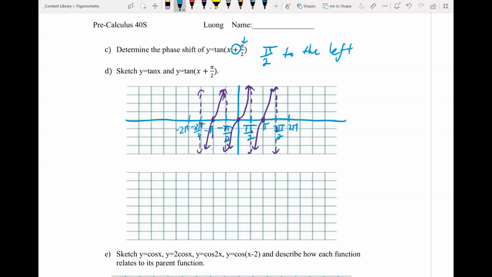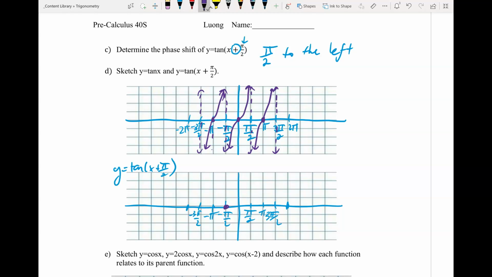Okay, so moving on to y equals tan of x plus pi over 2. So again, I'm going to start off by drawing my x and y axes and drawing in my increments. Okay, so we're going to take our point 0, 0 and then move it pi over 2 to the left. So that means we have a point here.